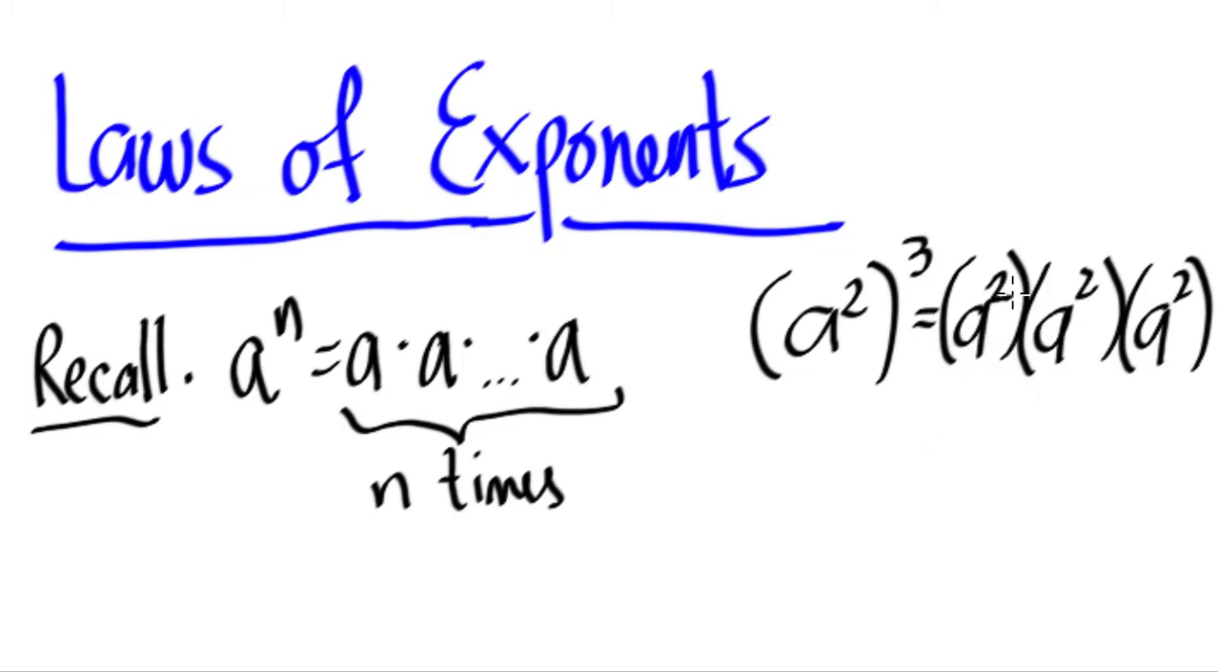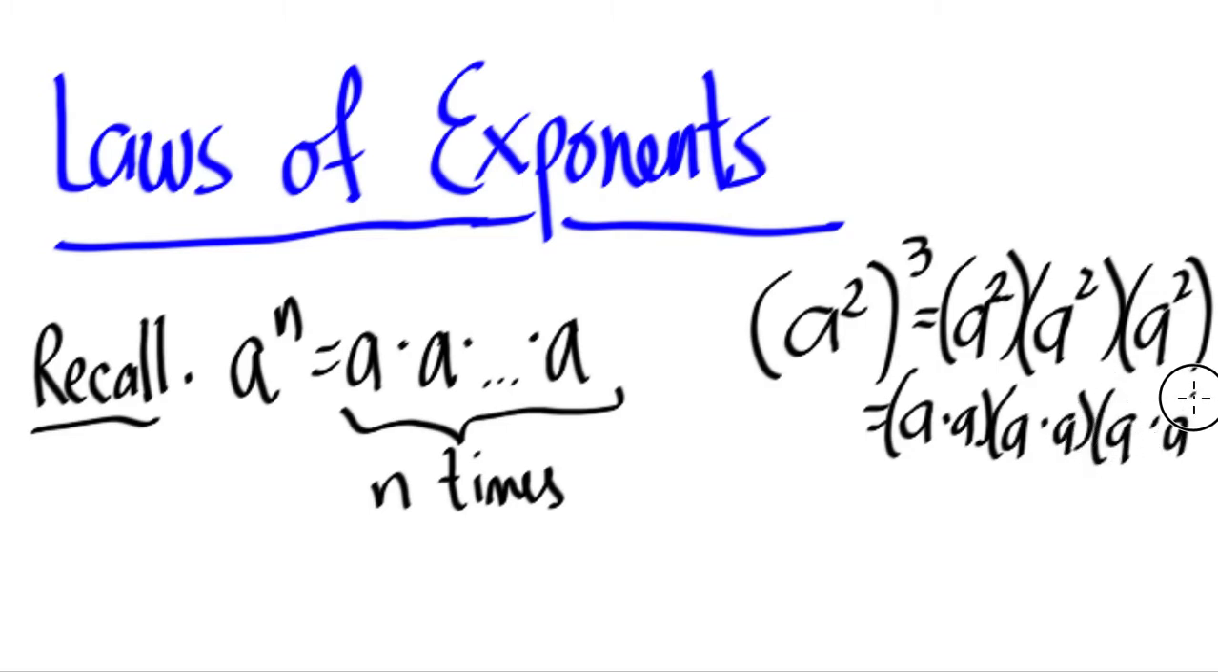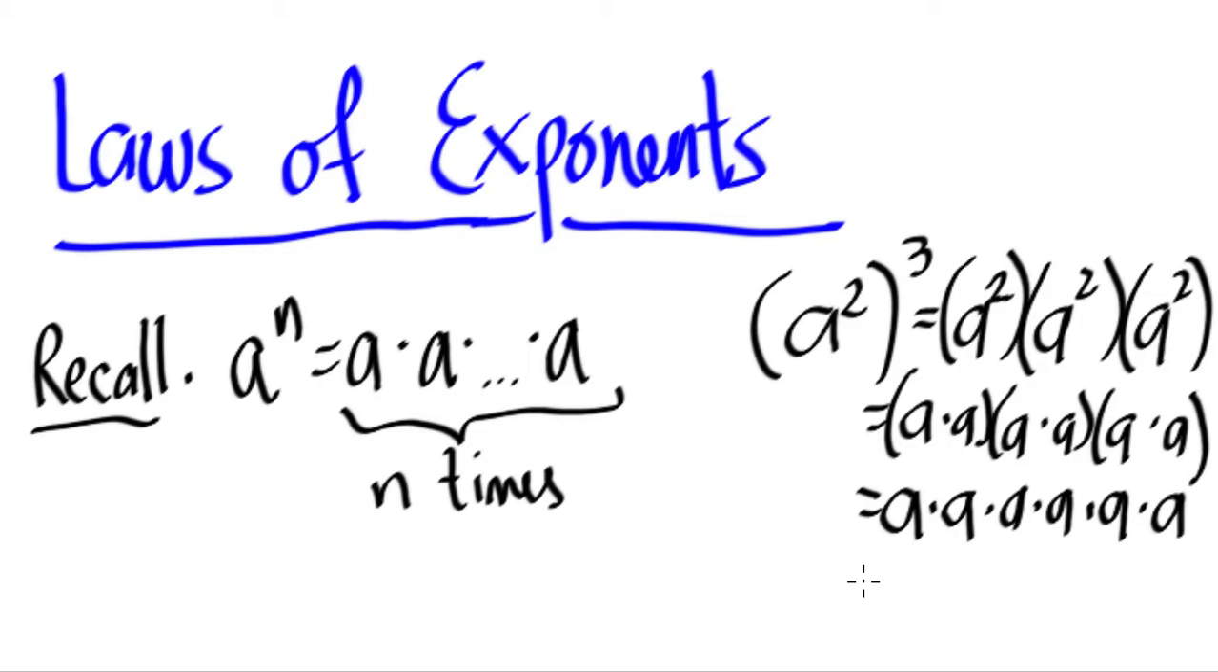Since this is n times, so this is 3 times, we multiply a squared 3 times. So here we can see that this is a times a times a times a times a times a. Getting rid of the parentheses, we have a times a times a times a times a times a. How many a's are there? There are 6 a's. So it's equal to a raised to 6.